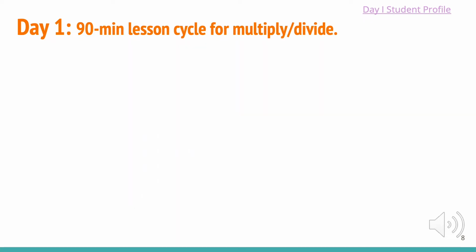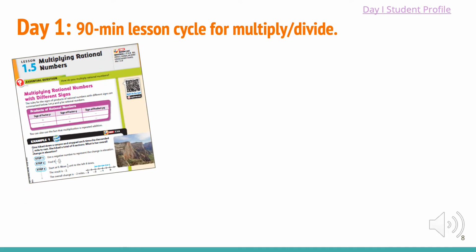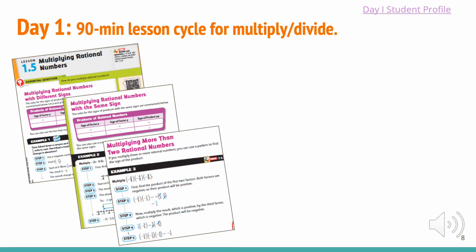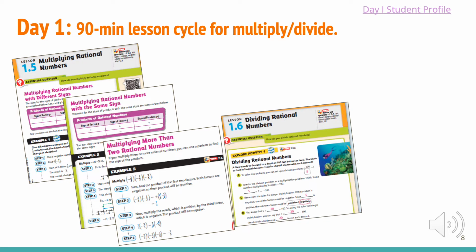The second 90-minute lesson would focus on multiplying and dividing. For multiplying, you're going to multiply rational numbers with different signs, then multiplying rationals with the same signs. Again, Go Math suggests using the number line as their tool. Then extending to more than two rational numbers.